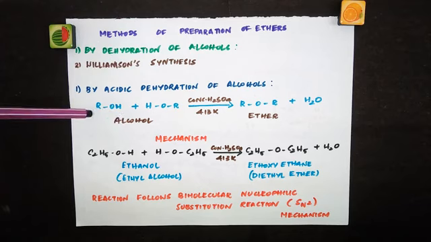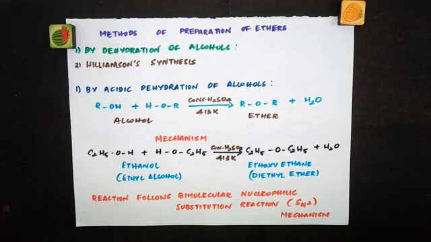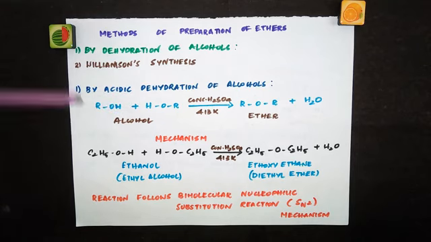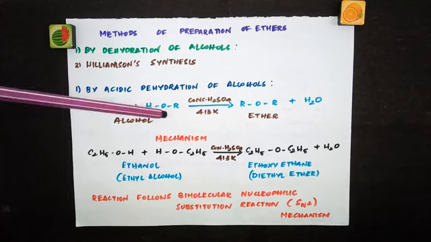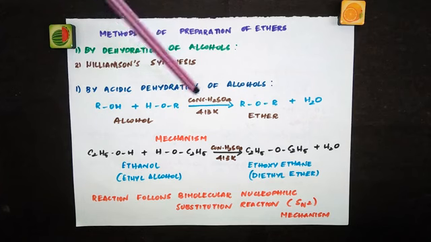So I am taking alcohol. Here we are going to take two alcohols and we are going to remove a molecule of water from these two alcohols. We call this intermolecular dehydration because you are removing a water molecule from two of these alcohols. If from only one alcohol the water molecule is removed, then you end up with alkene. But here we are going to remove water from these two alcohols. This reaction takes place in the presence of concentrated sulfuric acid at 413 Kelvin.